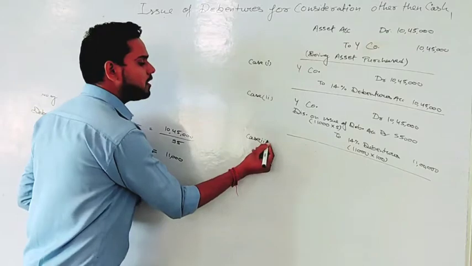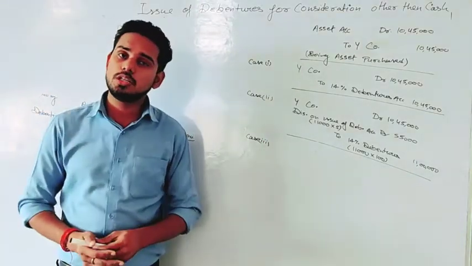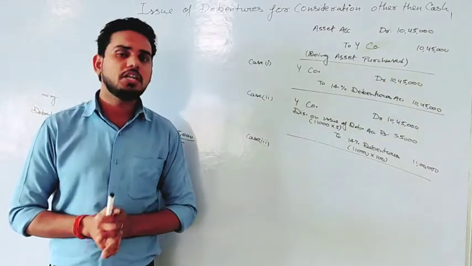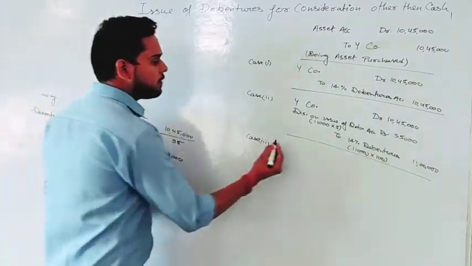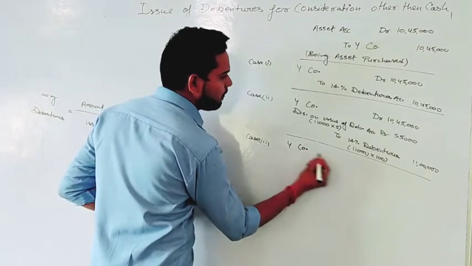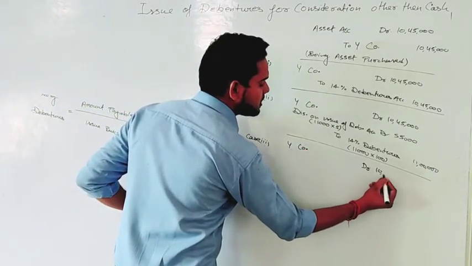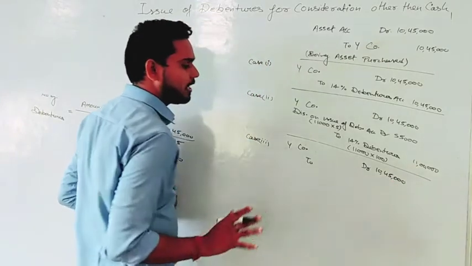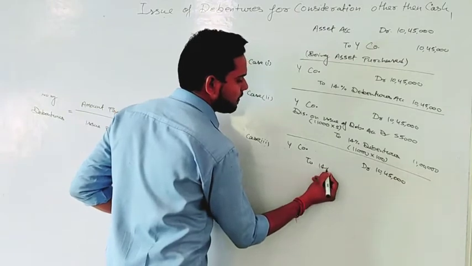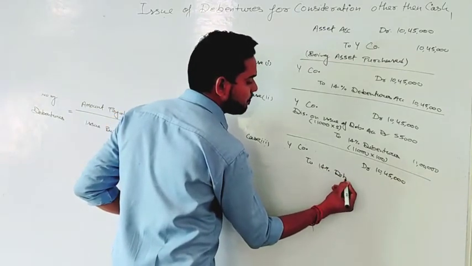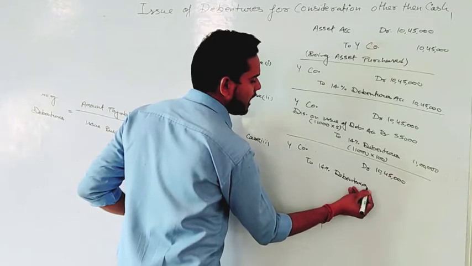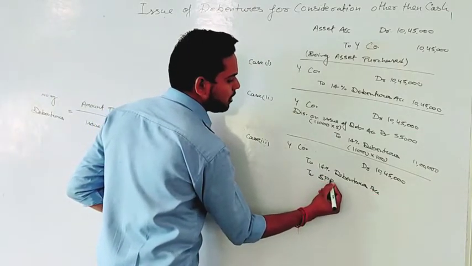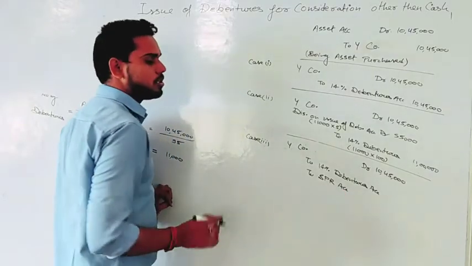In case number 3, it is given that we are issuing the 14% debenture of 100 each at a premium of 10%. So if we are giving the debenture at a premium, the entry will be: name of the vendor debit with the purchase consideration or the amount payable, and we will credit whatever we are giving. So we are giving 14% debentures, so credit 14% debentures account, and as we are giving these debentures at a premium, you will credit securities premium reserve account also, right?